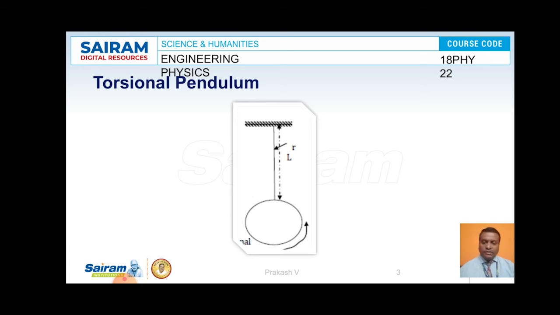A torsional pendulum is nothing but a setup in which a rigid body is suspended by a wire clamped to a support, and the body executes to and fro turning motions with the wire as its axis. This is called a torsional pendulum, and such oscillations are called torsional oscillations. That is the object you can see in this picture.